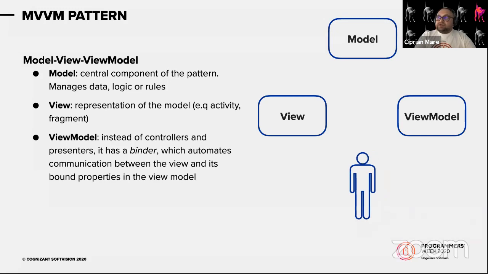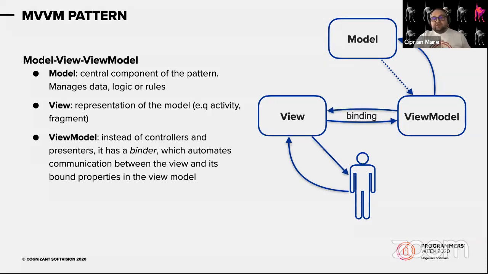Let's see some interaction between these components. The user uses the view. The view triggers an event in the view model. The view model manipulates data from the model. The view model notifies the view when its state has been changed.